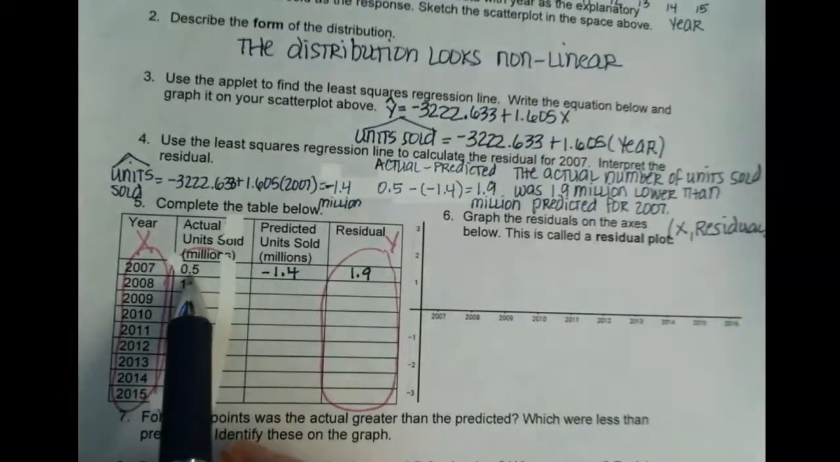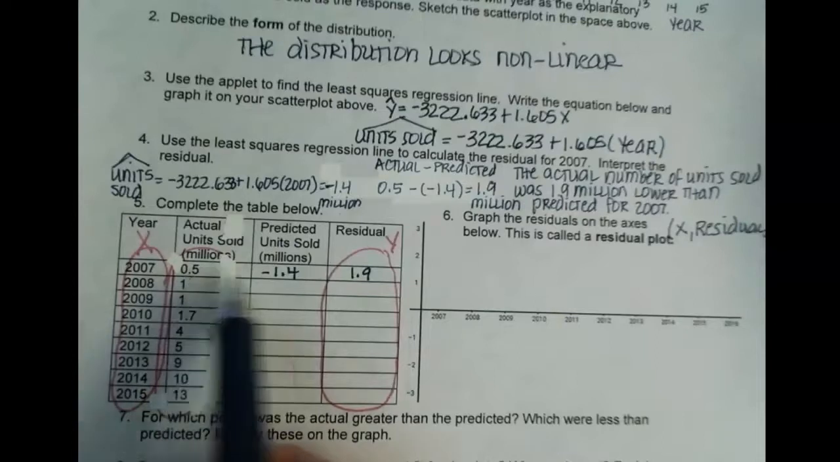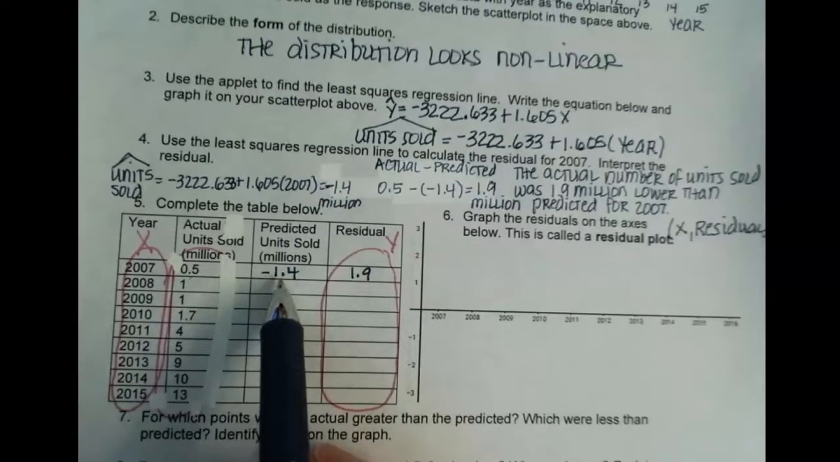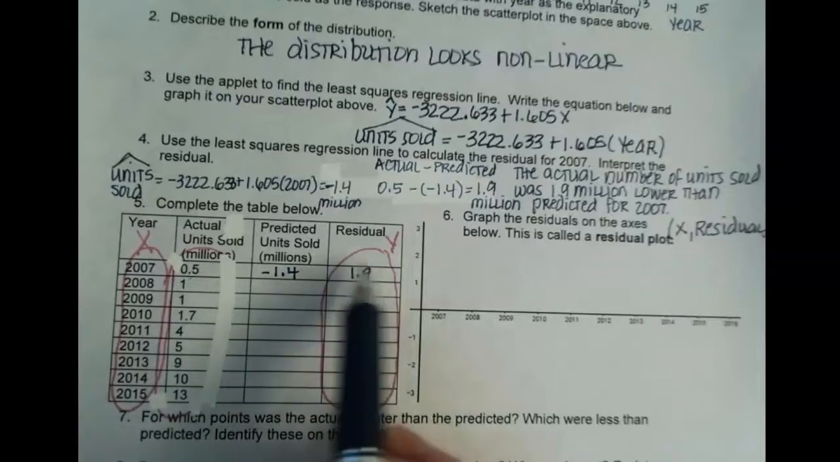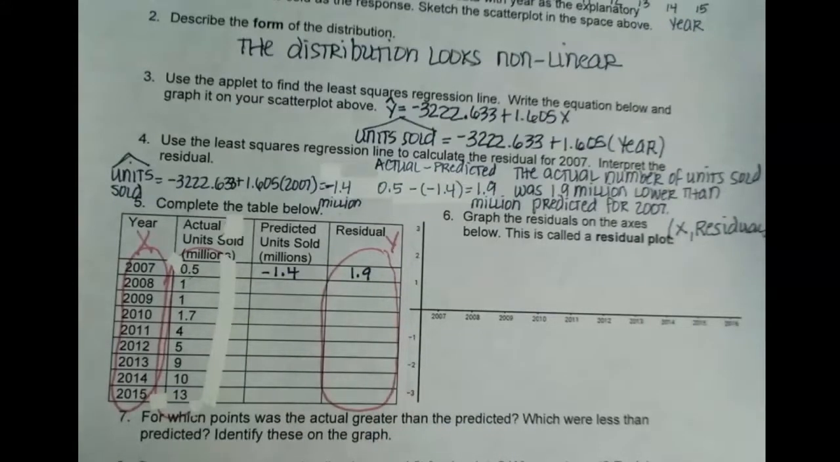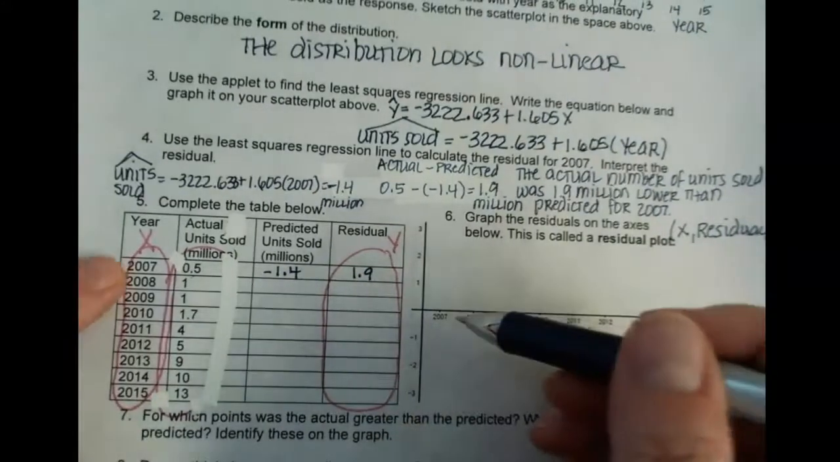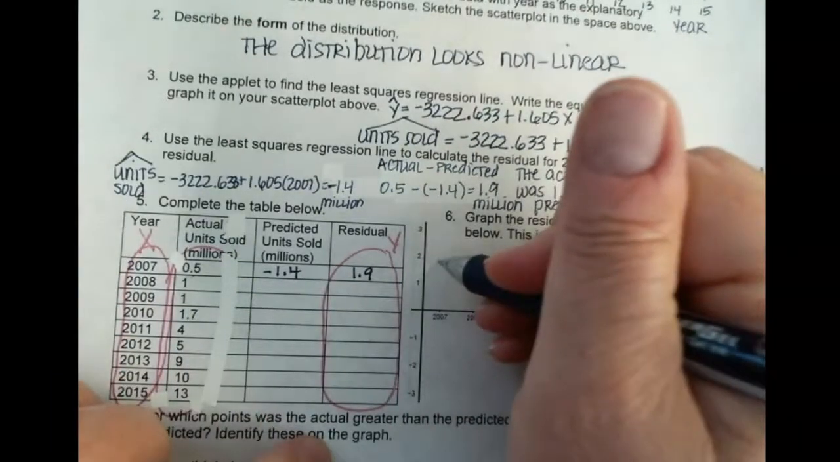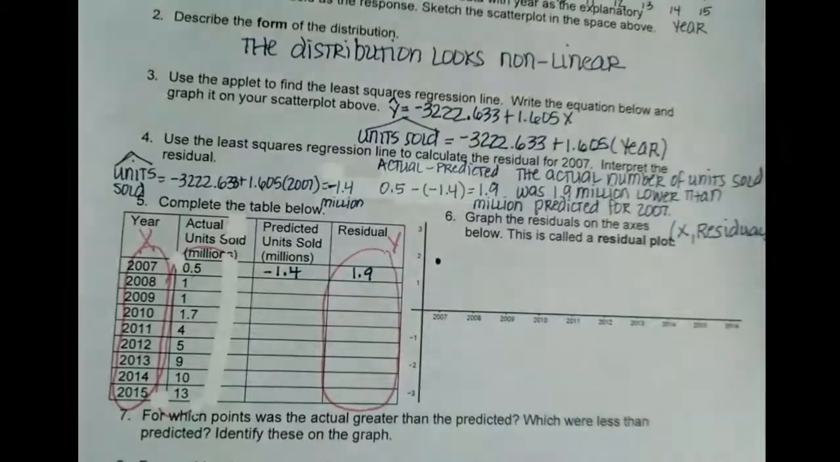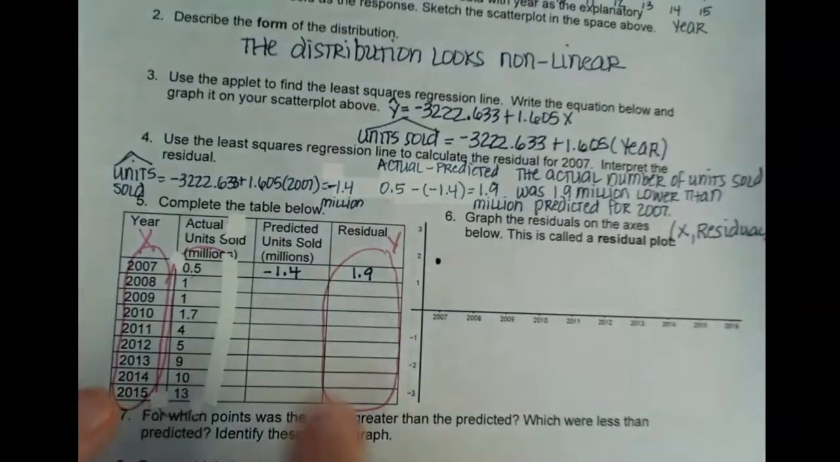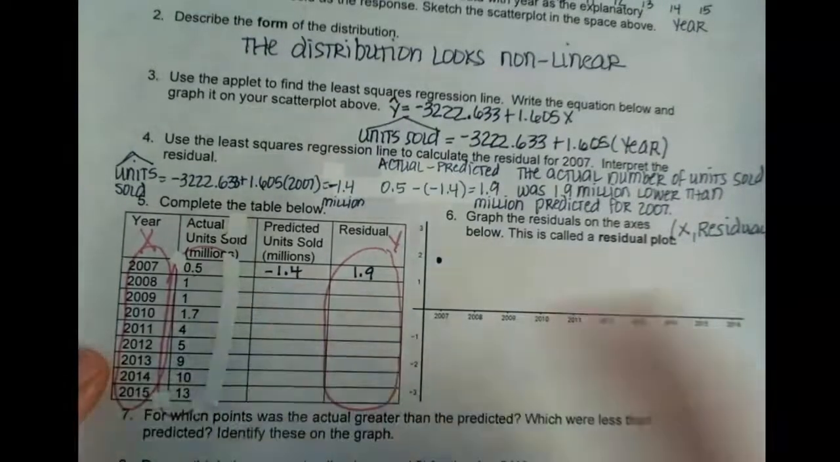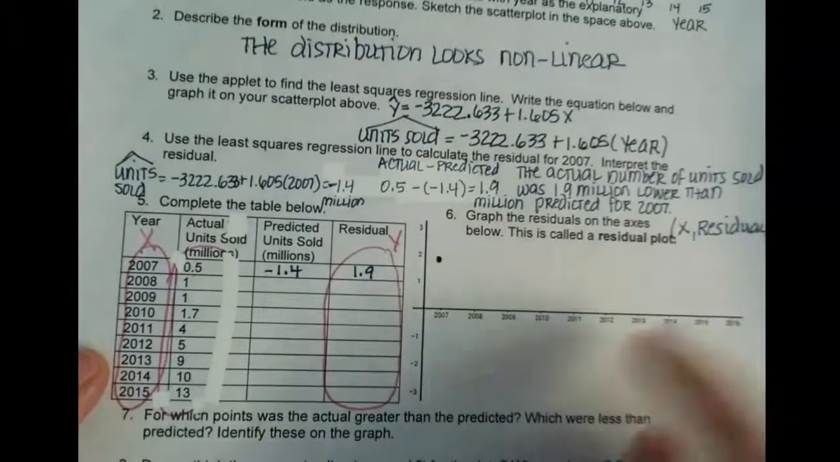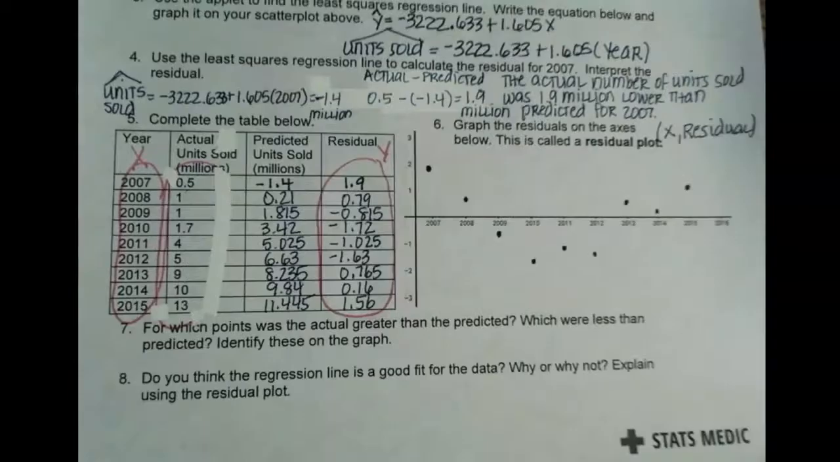So we had our original units sold. What actually happened was 0.5. Our predicted value was negative 1.4. And that's where we got that residual of 1.9. So to graph it, we're going to go to 2007 for our x value and approximate where 1.9 is for the y value. Okay? And so I want you to work through all of these and graph them on your residual plot and then restart the video.